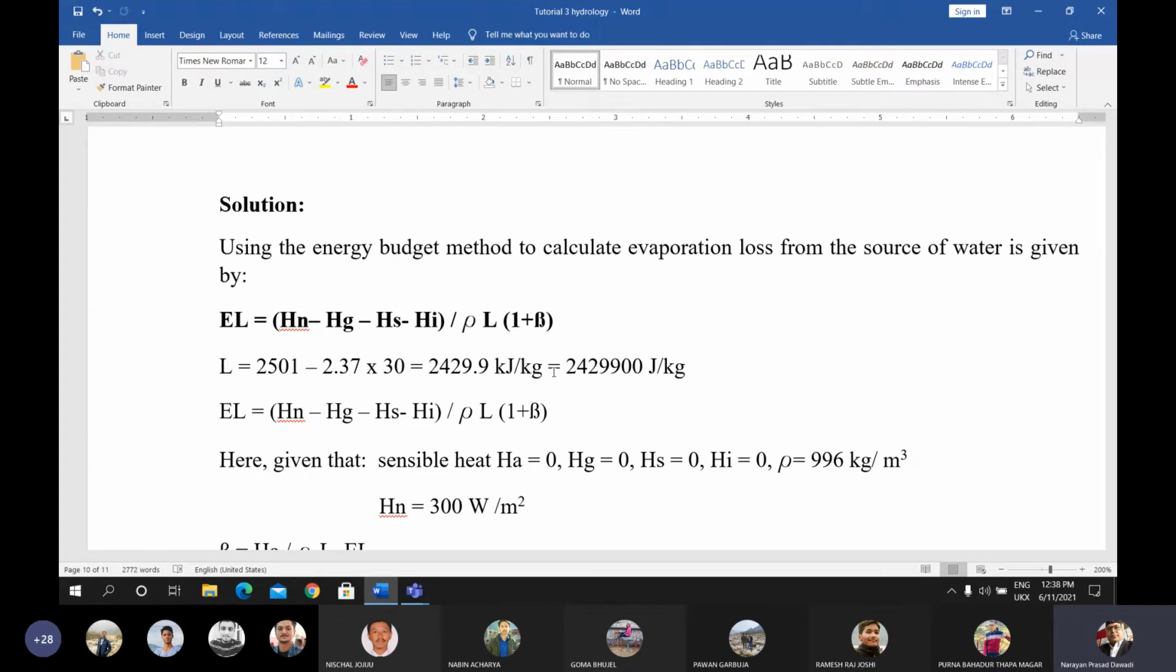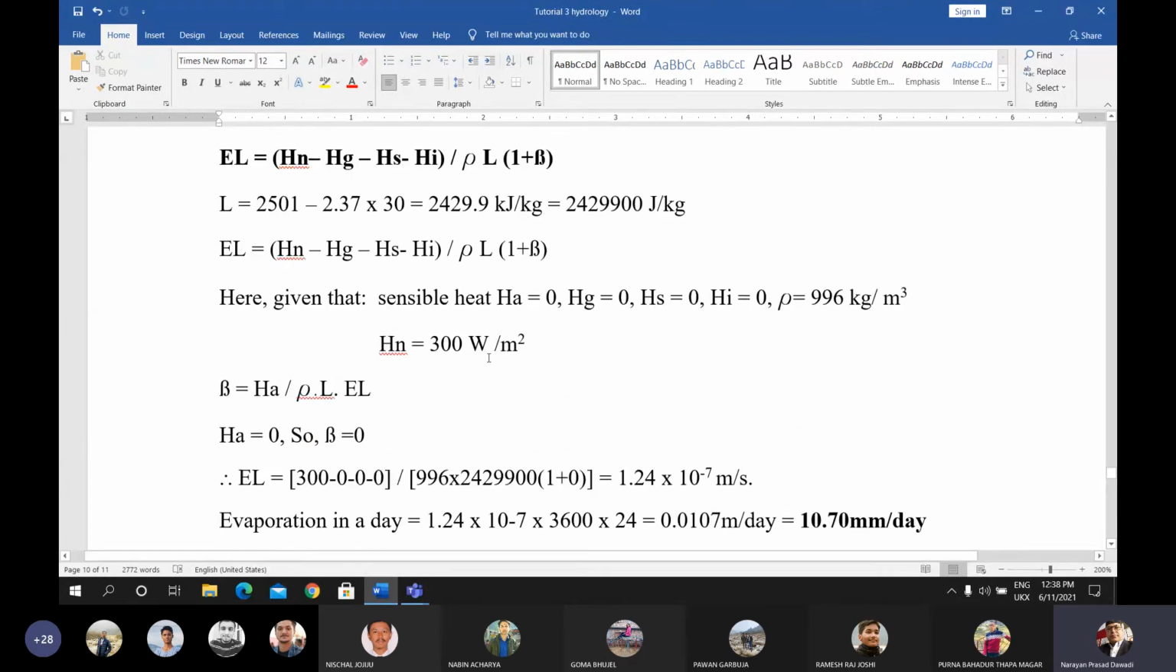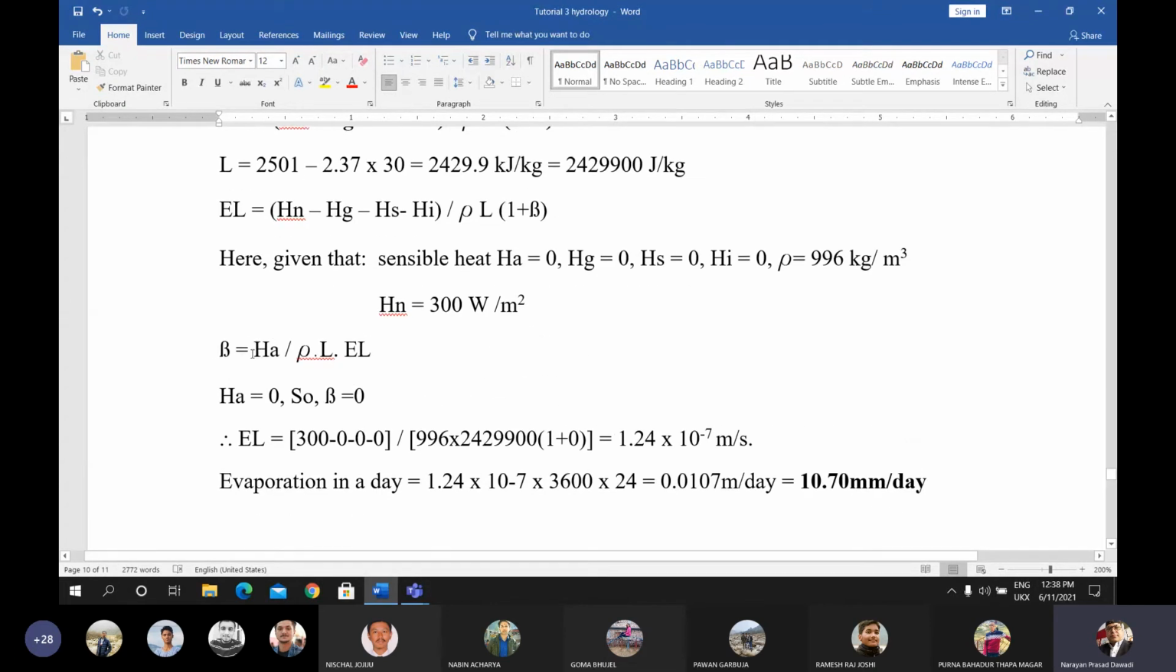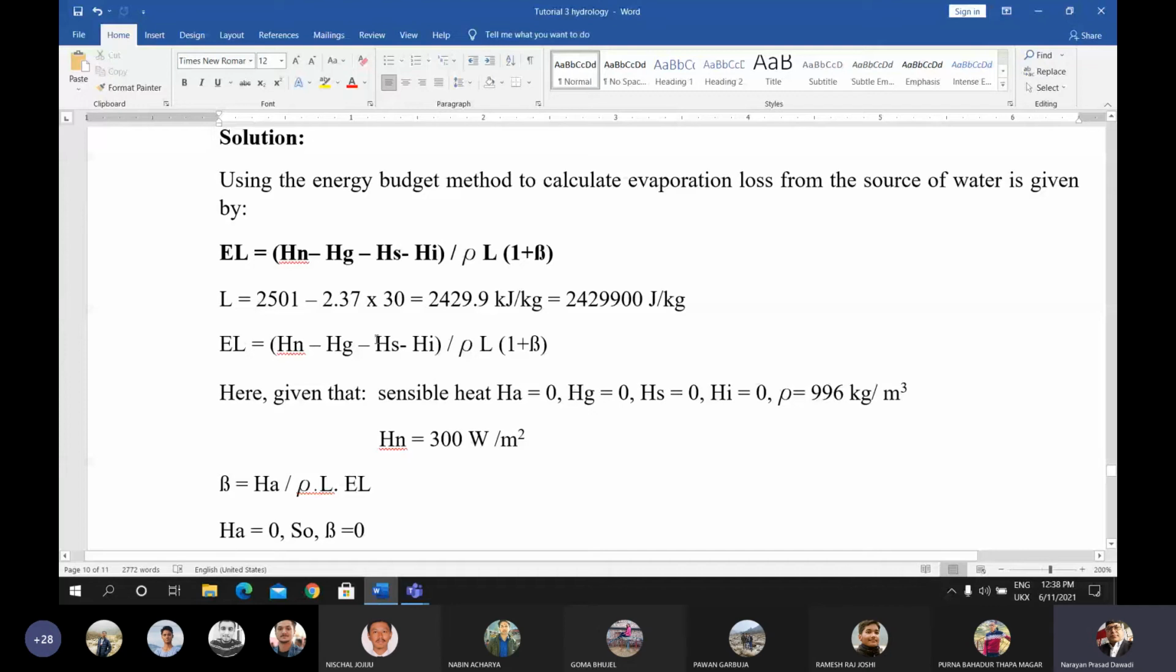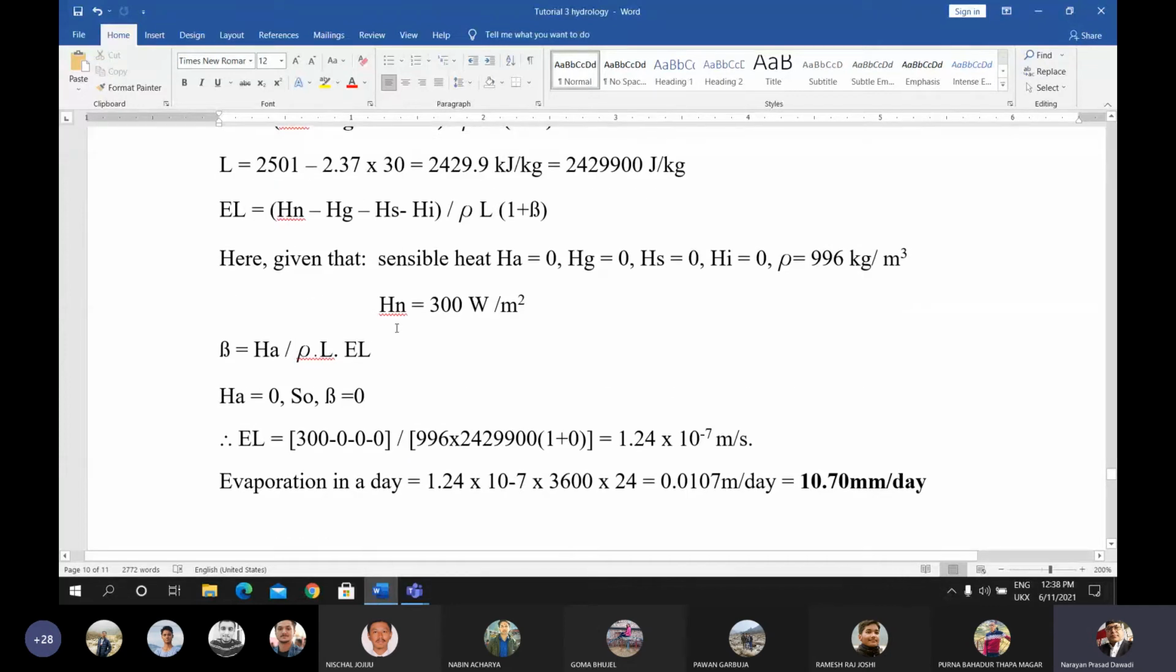Now evaporation loss will be Hn minus Hg minus Hs minus Hi divided by rho L into 1 plus beta, and we know that beta is calculated with respect to the heat flux into the atmosphere, Ha. But this Ha value is given as 0, so beta will be 0.